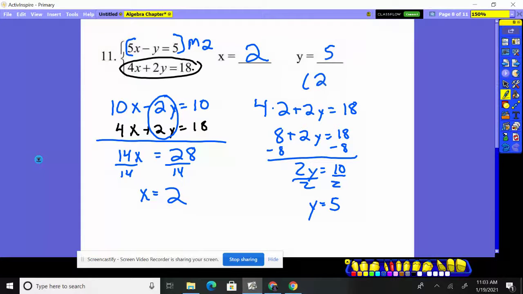That's their point of intersection, 2, 5. There's one line, there's the other. Boom, they're intersecting at the ordered pair 2, 5.